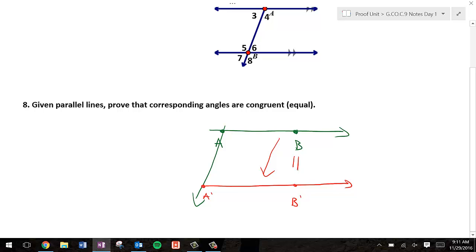Remember, we use the 2 bars for parallel. So sliding ray AB down along this transversal to A prime, B prime is going to keep the lines parallel to each other. And I've now just moved this angle up here down to this angle down here. So those two are going to be the same, and the same thing is true for all of my other sets that would exist right here. So just a simple transformation shows us that we can create these 4 sets of corresponding angles. Okay, so that allows us to have sets of corresponding congruent angles.